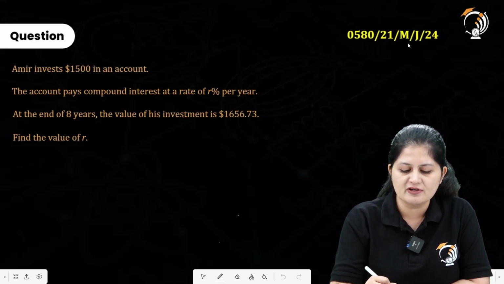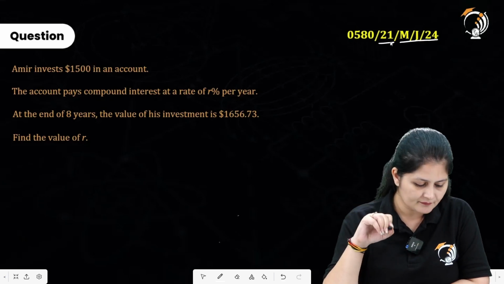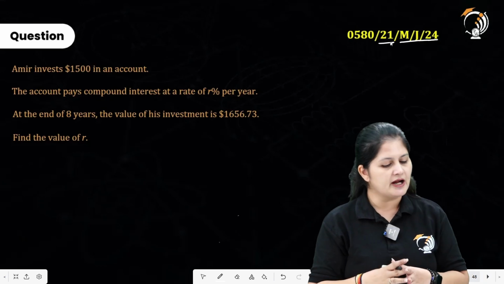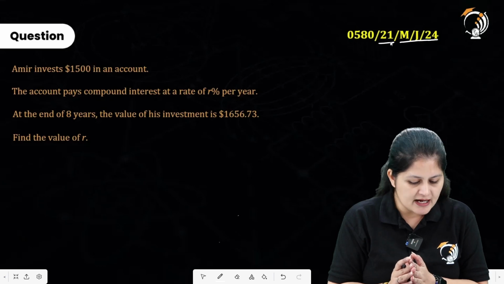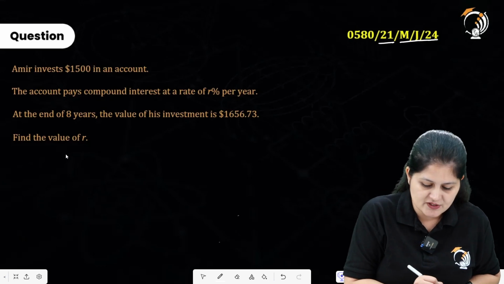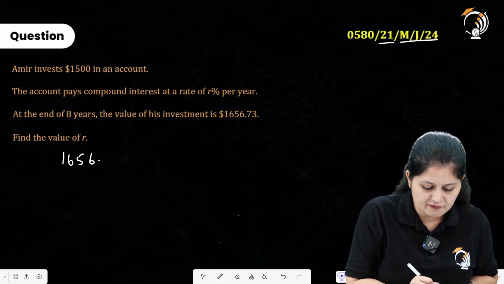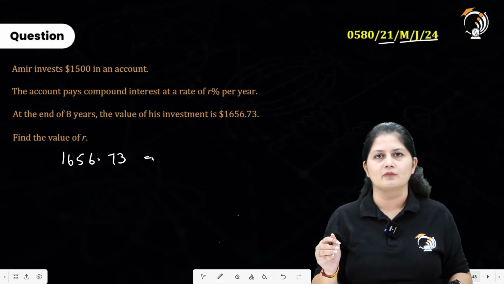So this is a previous year question from the paper of May-June 24 from the variant 2-1. Amir is investing $1,500 in an account. The account pays compound interest at the rate of R% per year. At the end, the value of the investment becomes 1656.73. So we are going to use the same formula. The good thing in compound interest is you just have one formula to be used.